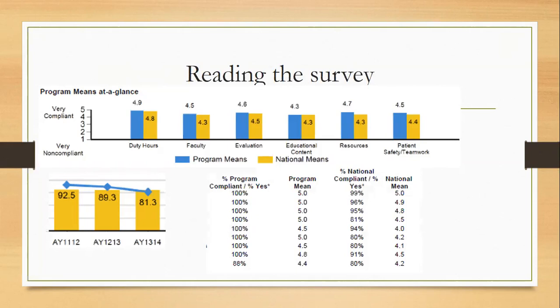And then within all of these sections, there will be something that looks like this that shows your program compliance, your average score, and then again, the national comparison, which again is all programs, not just child neurology.